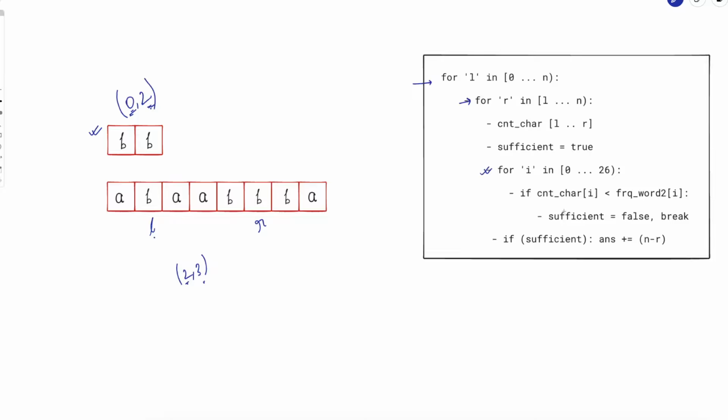If you have enough characters, you will increment your answer by 1. Forget about n minus r, that's not correct. So if you have enough characters, you will simply increment your answer by 1.